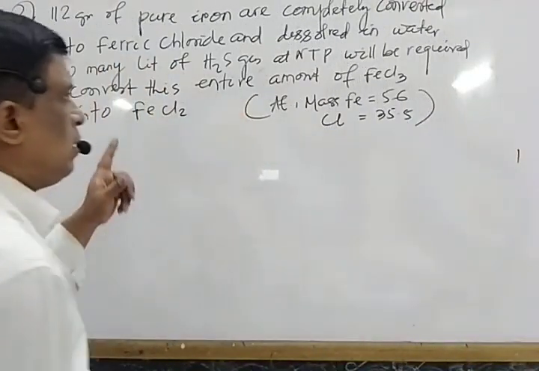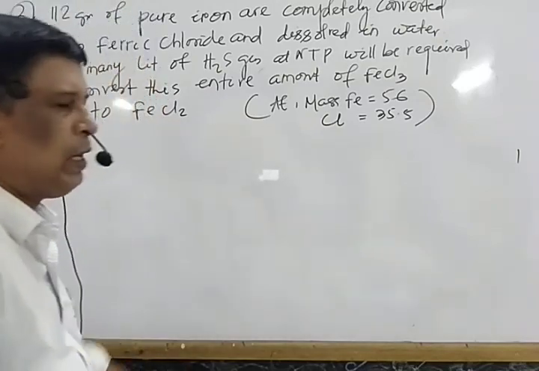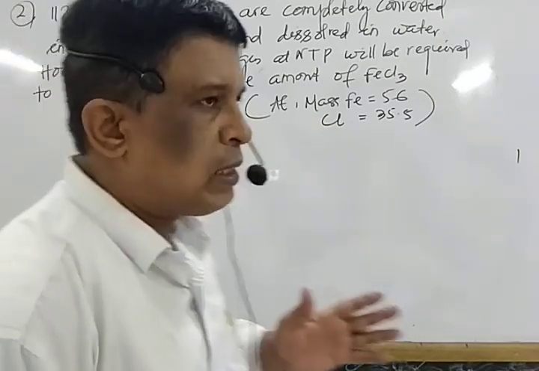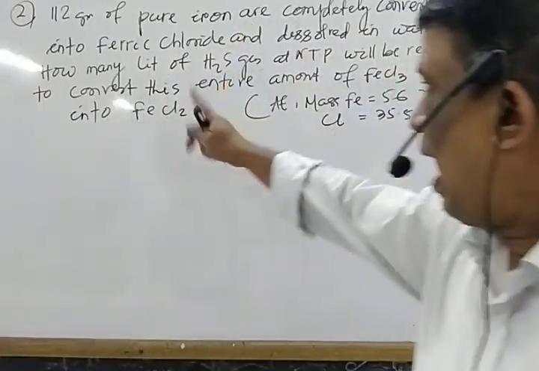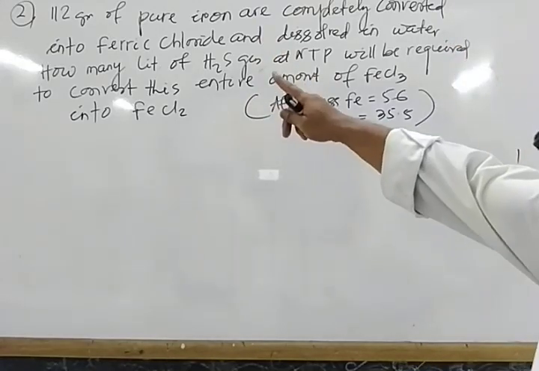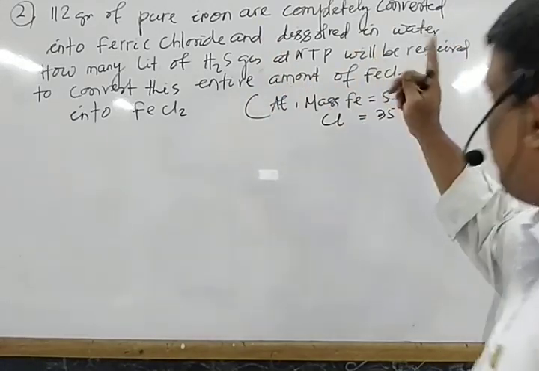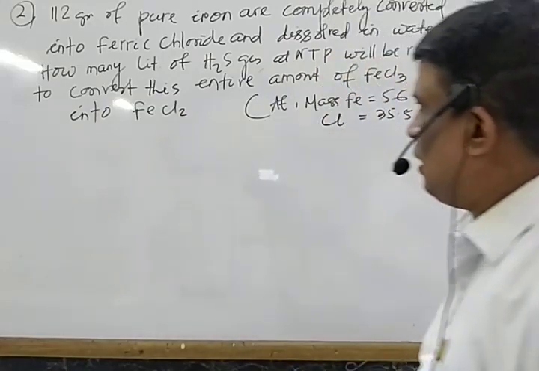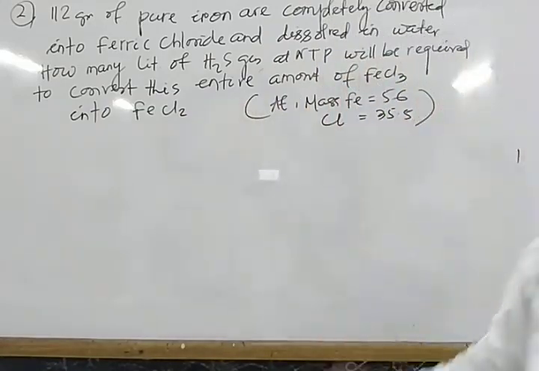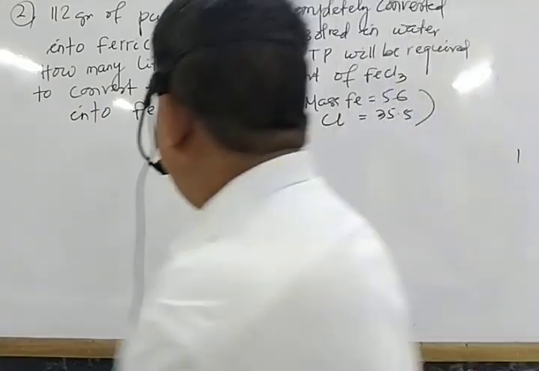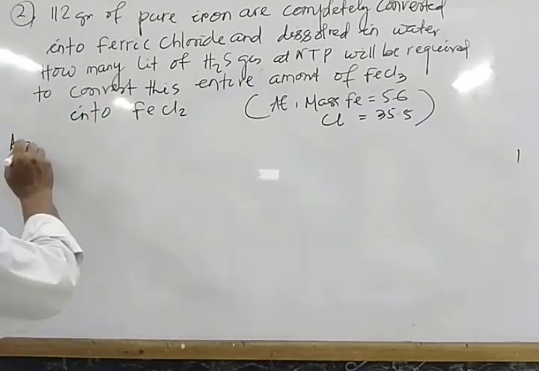This question indicates that two required expressions are there. The first required expression is iron combining with chlorine to form ferric chloride. The second expression is ferric chloride transferred to ferrous chloride. Let us observe that answer.